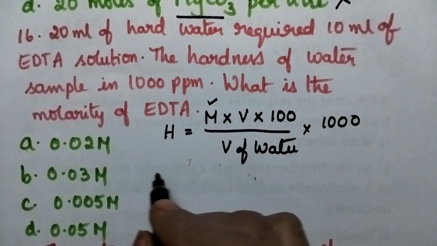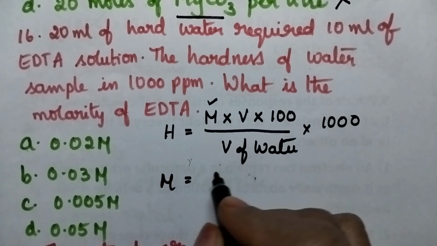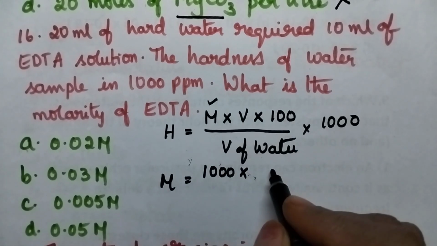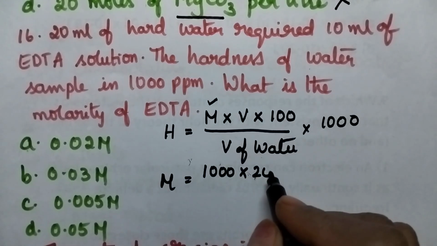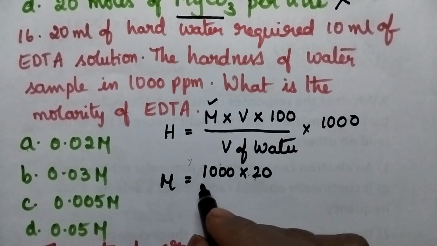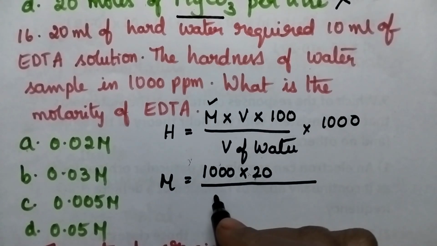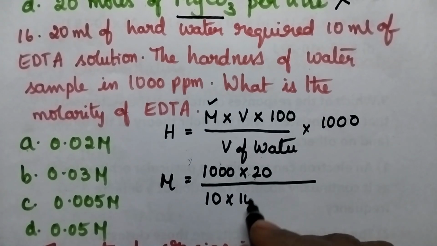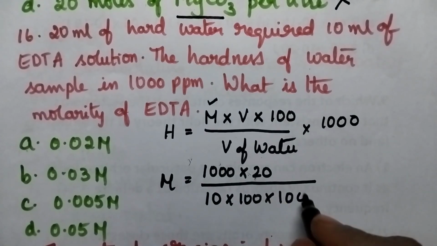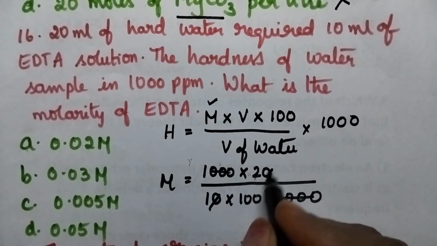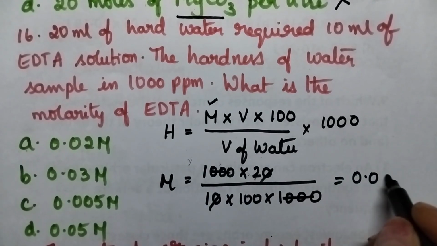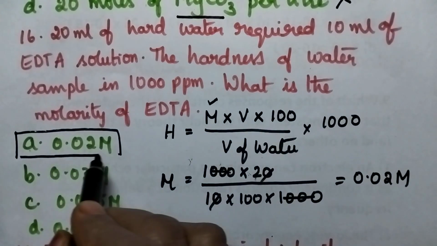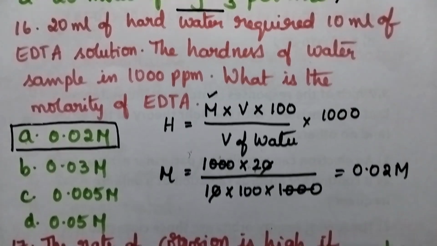So that implies molarity is equal to hardness. Here hardness is 1000. Volume of the water sample is 20 divided by volume of the EDTA is 10 into 100 into 1000. And that is equal to 0.02 molar. So option A, that is 0.02 molar, is the right answer.